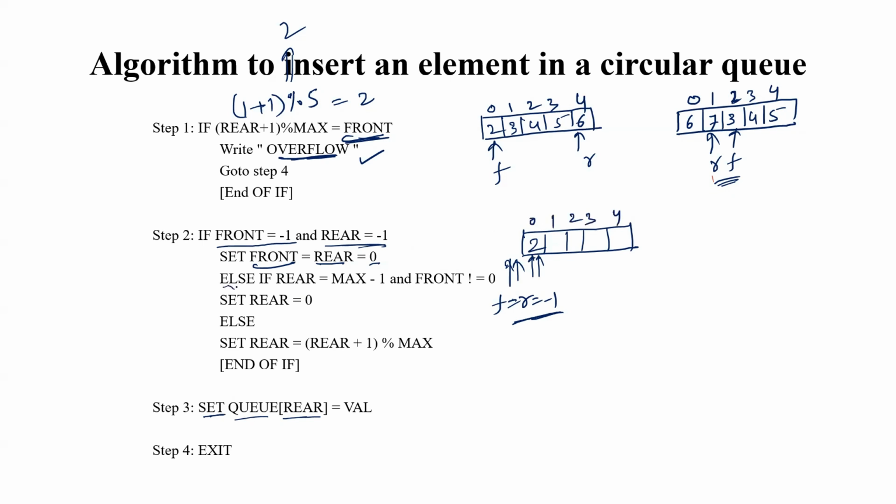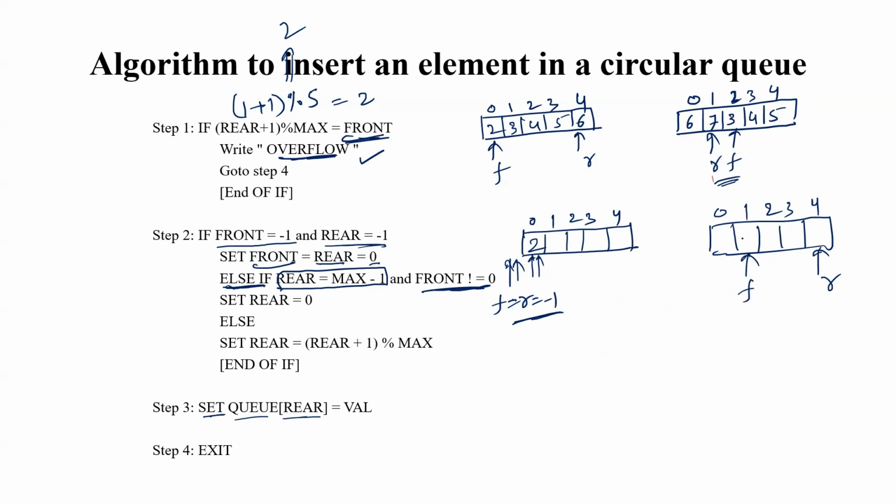Another case, which I will represent by else if. Else if we have rear is equal to max minus 1. Let's suppose we have rear is equal to max minus 1. Means your rear is here. Max minus 1 means index 4. And the front is not equal to 0. Means your front will be somewhere other than 0. Let's suppose front is here.